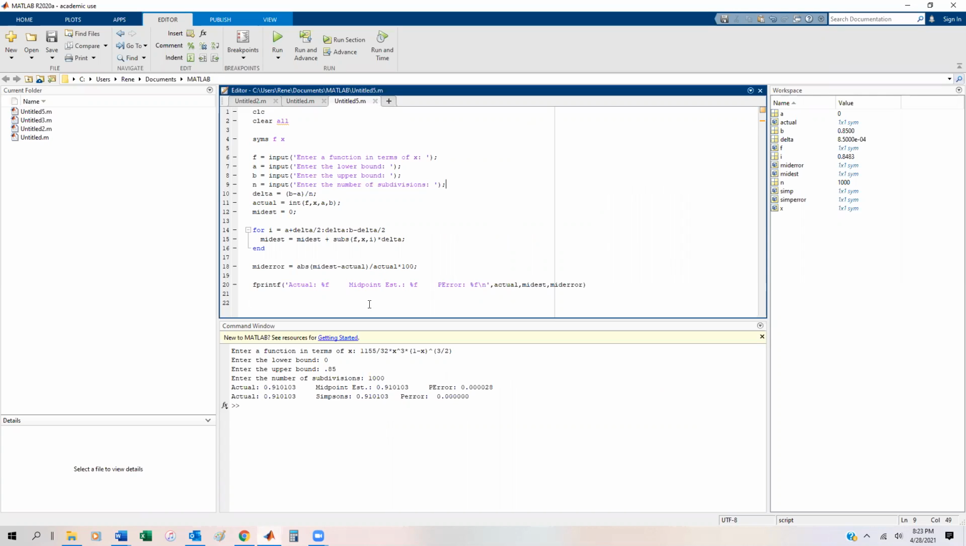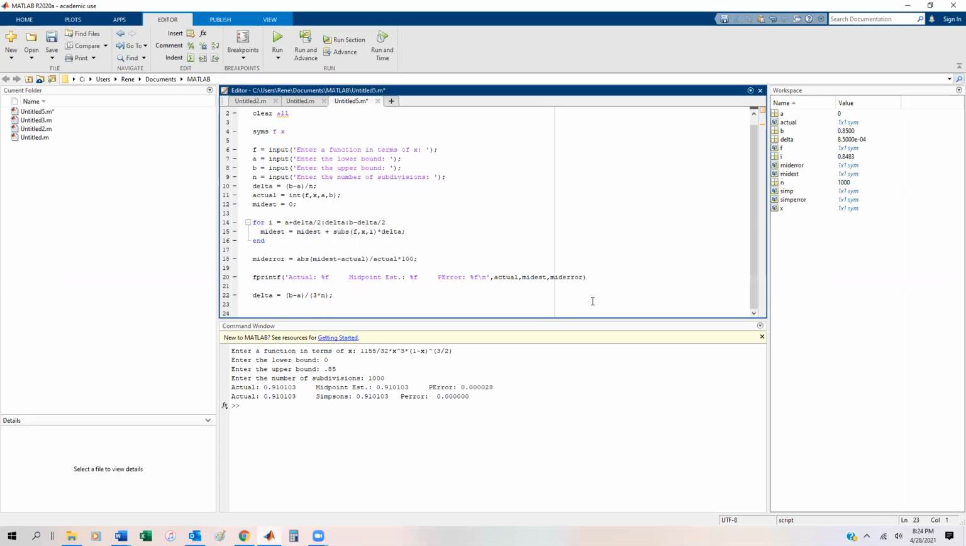Now I am going to redefine delta, because if we don't have delta redefined, then it's not going to help us too much. So let's redefine delta as b minus a, and we're going to divide it now by 3n. And now let's go ahead and start to figure out what to do with Simpson's.